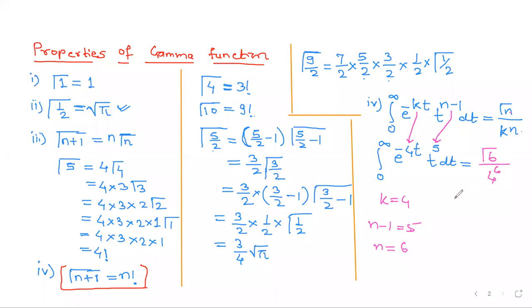So how will you write gamma 6? Gamma 6 is equal to how many? Use this factorial formula: 5 factorial. Reduce one and take factorial, over 4 raised to 6, whatever comes. So this is one of the properties or formulas. Just remember this formula. Next. Okay, if anyone has any difficulty in this, see, but it is just a formula.